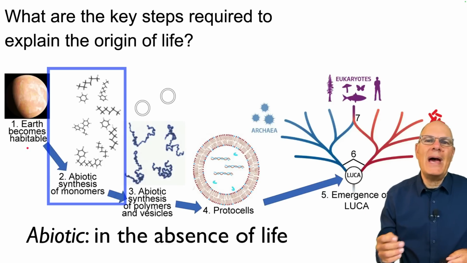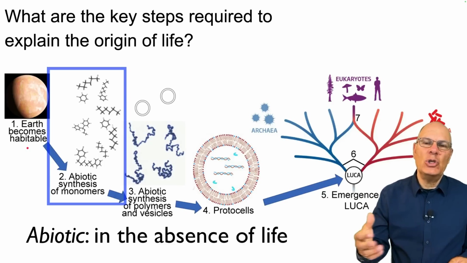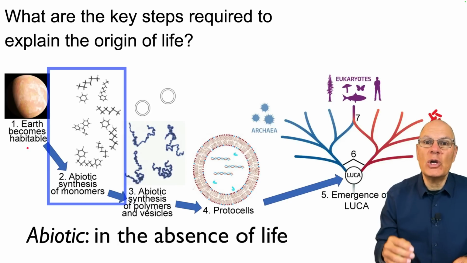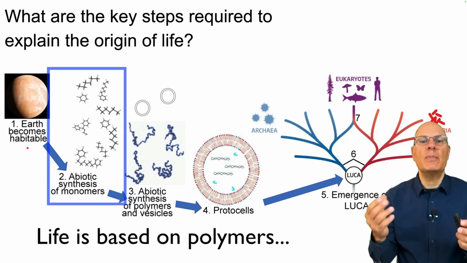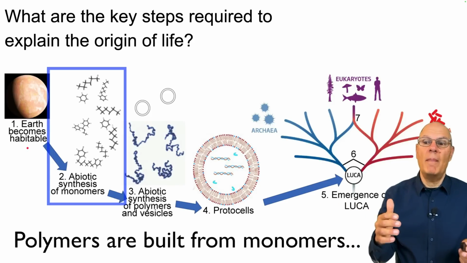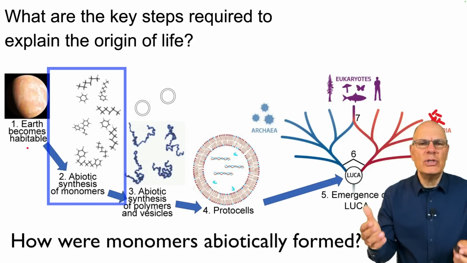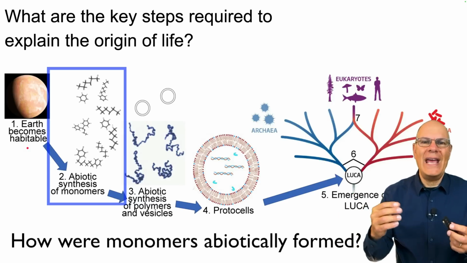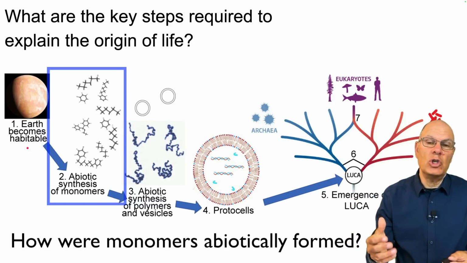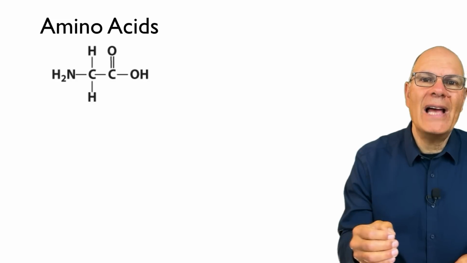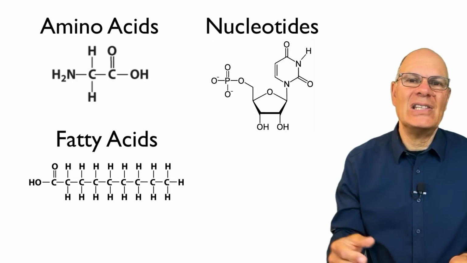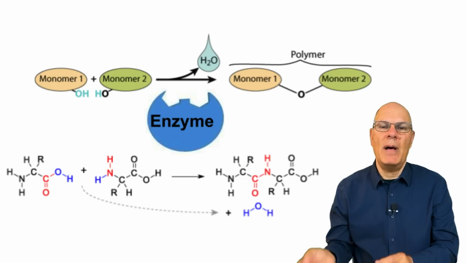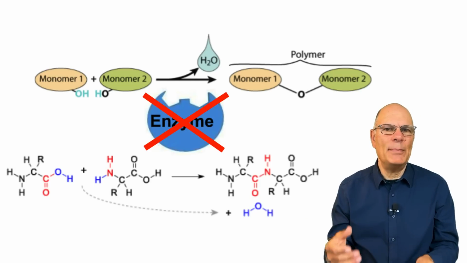Step number 2 is about chemistry leading to biology. Biology is based on cells, and those cells in turn are based on complex molecules, polymers. The polymers are built from monomers. So how did those monomers emerge? That had to happen abiotically. In the absence of enzymes, monomers had to start to emerge. We need to start to have amino acids, nucleotides, fatty acids, etc. In today's living world, monomers get combined into polymers. How could that happen in the absence of enzymes?